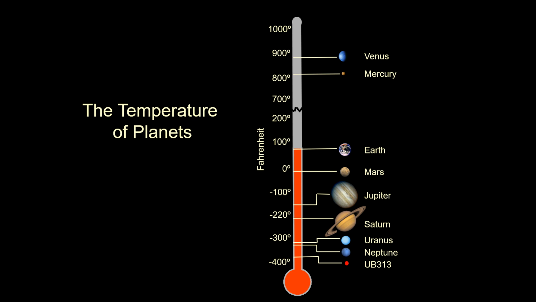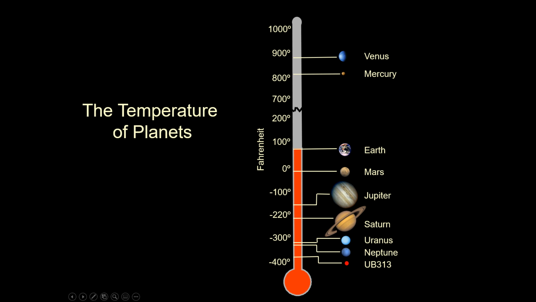Okay, what about temperatures of the planets? I think it's useful to compare the temperatures of planets in Fahrenheit, to see how they stack up relative to each other. As you might expect, a planet like UB313 that's located pretty far away from the sun is going to be pretty cold. Here we have a temperature of negative 400 degrees, the estimated temperature on Eris. As you get closer to the sun, the temperatures go up. Our average temperature here on Earth is around 68 degrees.